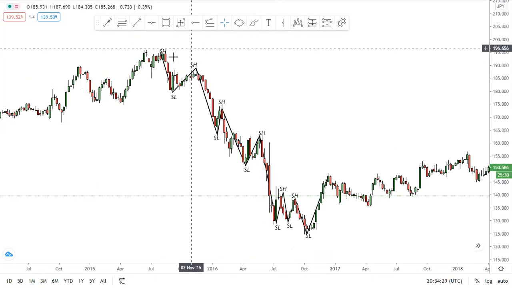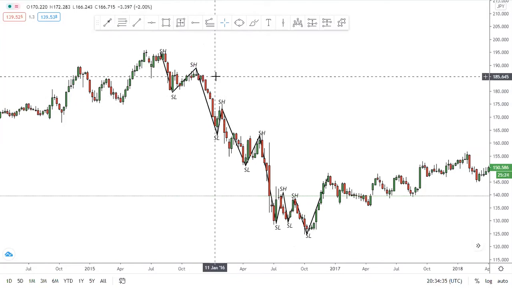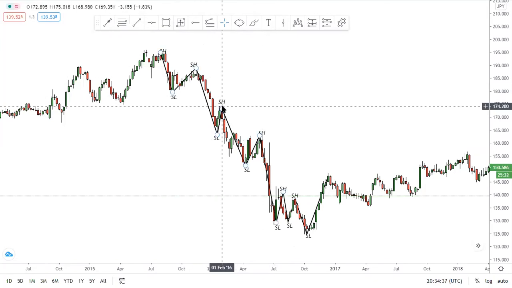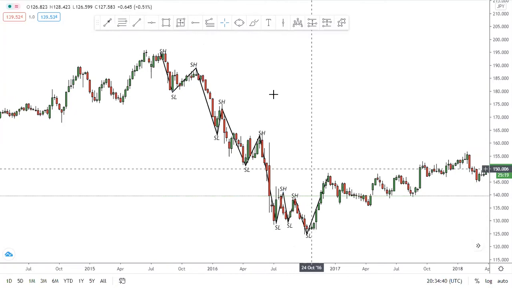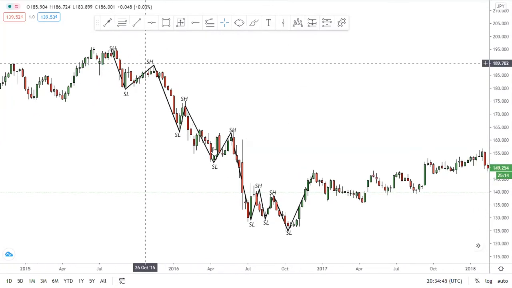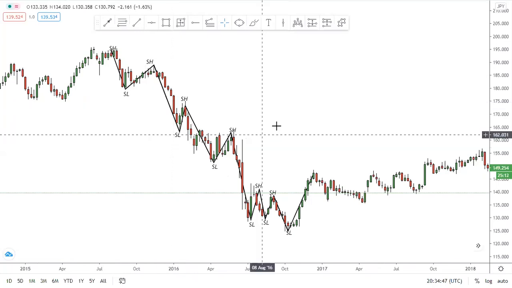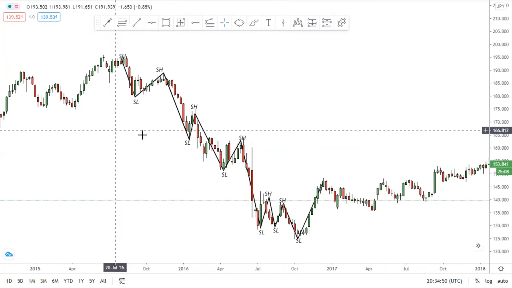This high is lower than the previous high. This high is lower than the previous high. This high over here is lower than this. This high is lower than this, and this high is lower than this. So this was clearly a bearish market. So in this market, you should only be looking for what? Sell opportunities, not buys.